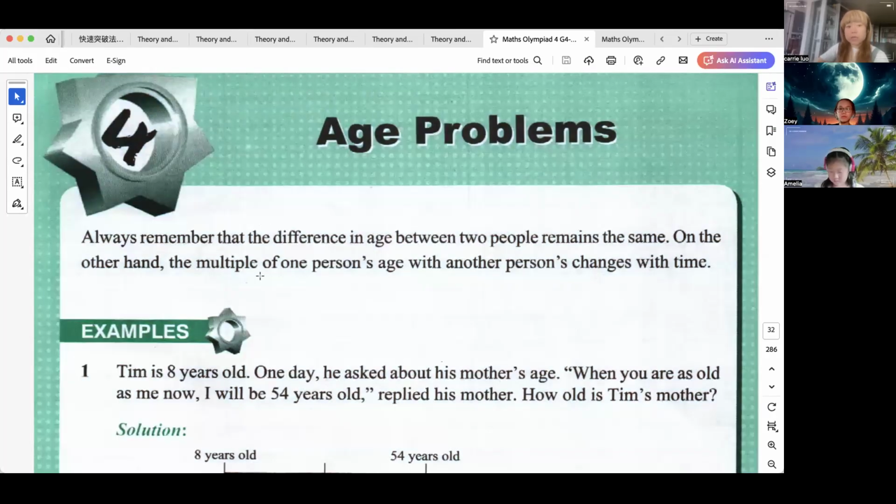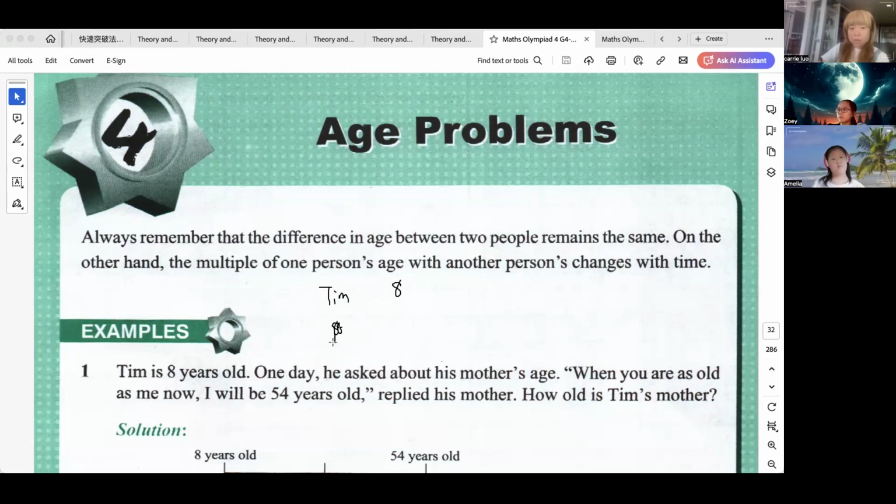So this question is pretty easy. Tim is 8 years old. One day he asks about his mother's age. "When you are as old as me now, I will be 54 years old." Okay, so do we know Tim's age? Yes, right? Do we know Mom's age? No.